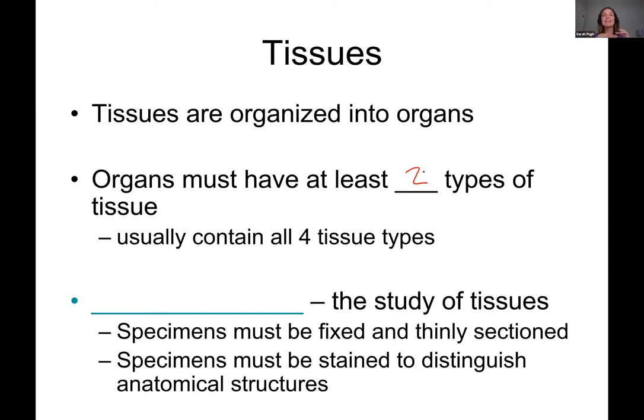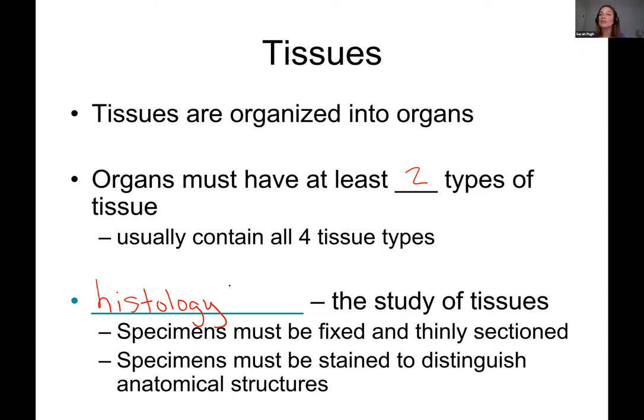So for it to be classified as an organ, it has to have at least 2 tissues, right? Because 1 tissue is a tissue. So 2 tissues make an organ, but most organs have all 4 types of tissues. Now the term for studying tissues is called histology. So that ending ology means study of, and hist means tissue. So histology is the study of tissues.